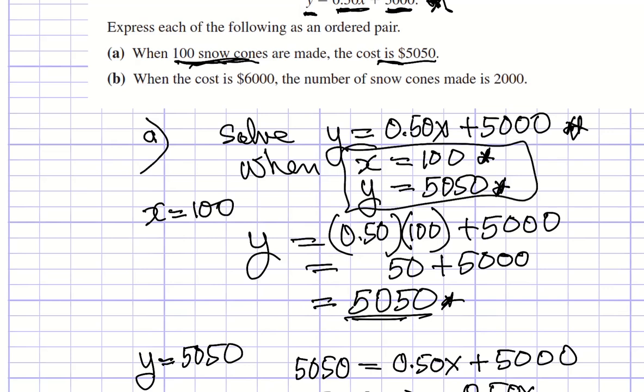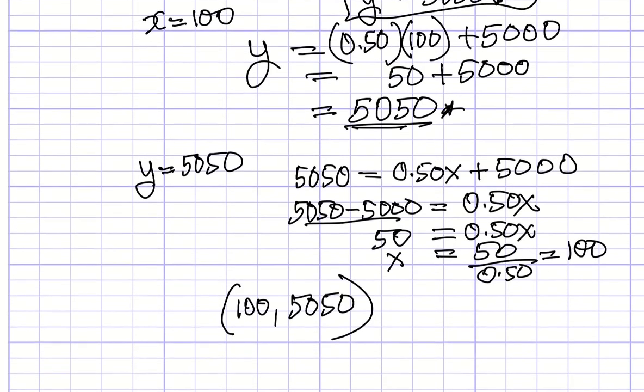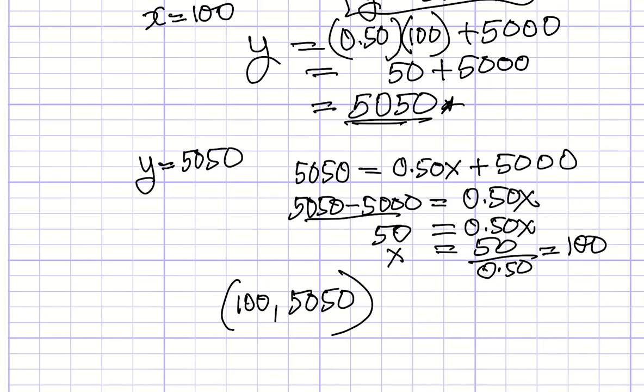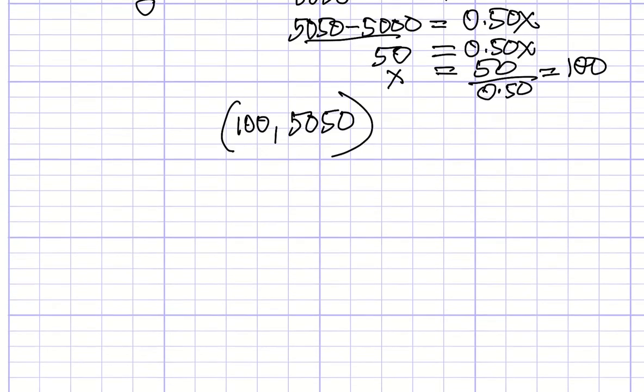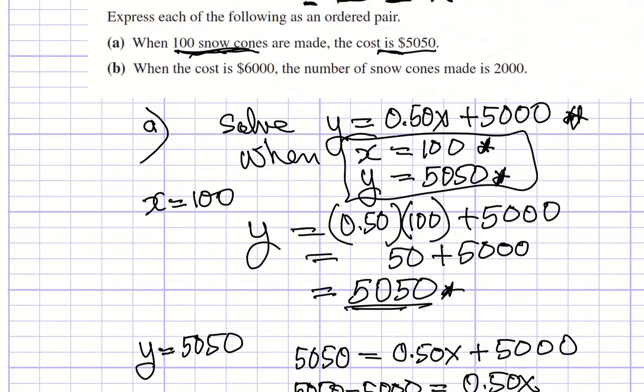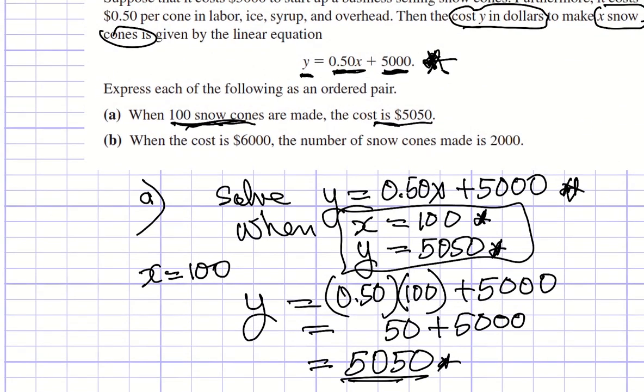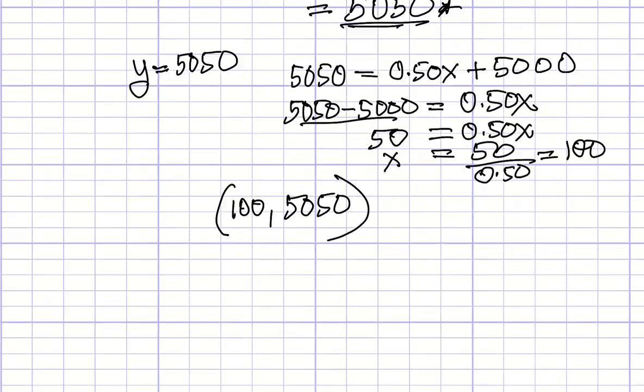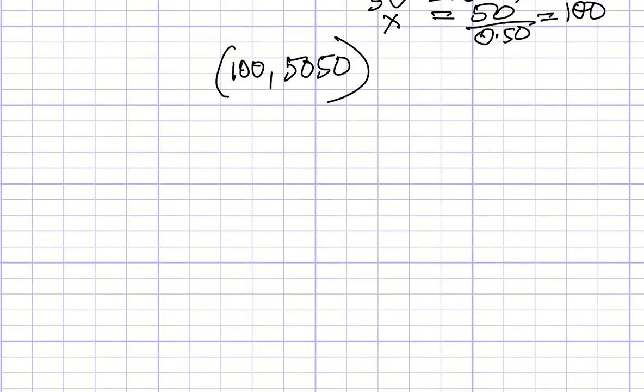But yeah, you learn something from that, because any values that satisfy the equation will make the equation true. We just proved that if you put the value of y there and the value of x there, the equation will be true. So we gave you an additional bonus. Now, let's say when the cost is 6,000, the number of snow cones made. We don't need to solve anything. We can do the same thing we did above.